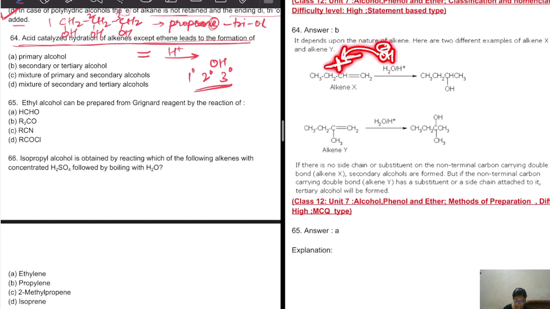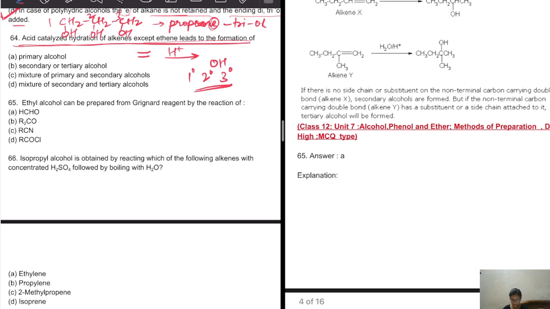Okay, so the carbocation is formed where the stability of the carbocation is more, that is in this order. So what we get here is a secondary alcohol. Now let's see the example of a substituted alkene, in which the attack will be there and we have the carbocation here. So the OH group will attack here and it will form a 3 degree, that is tertiary, alcohol.